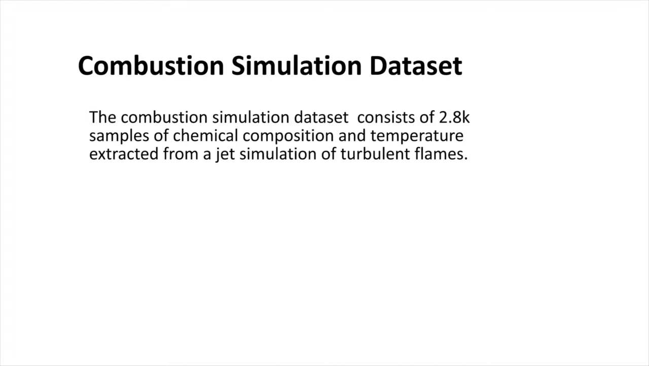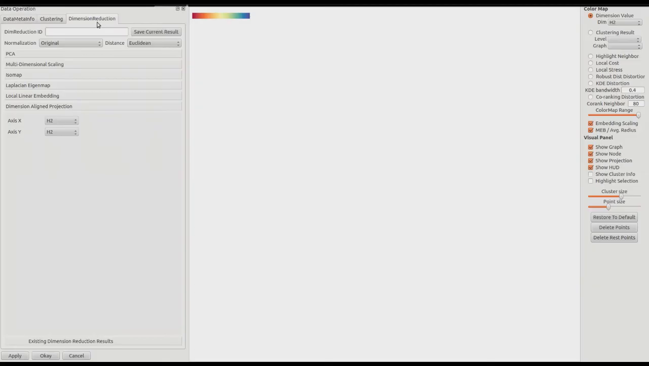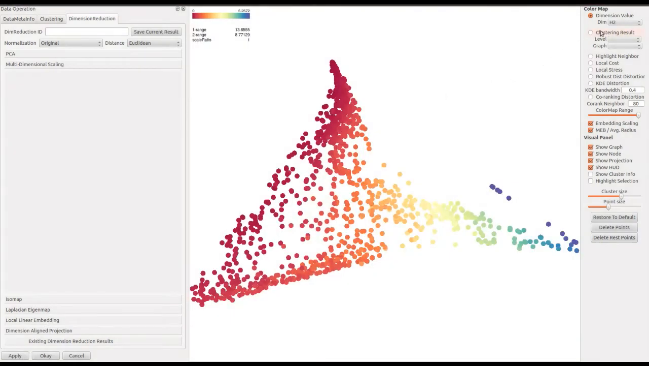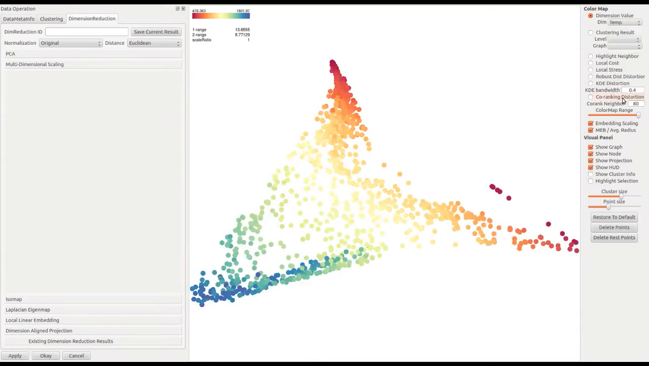The combustion simulation dataset consists of 2,800 samples of chemical compositions and temperatures extracted from a jet simulation of turbulent flames. The domain scientists are interested in understanding conditions that trigger extinction and reignition phenomena, which are indicated by points with minimal temperatures. We first apply multidimensional scaling and color the points by temperature. We can identify two areas with minimal temperature, which may correspond to extinction scenarios.